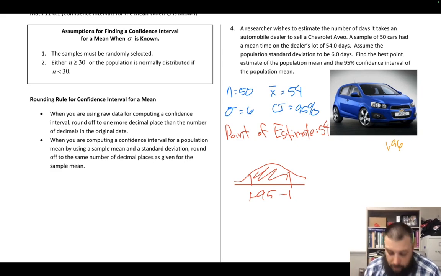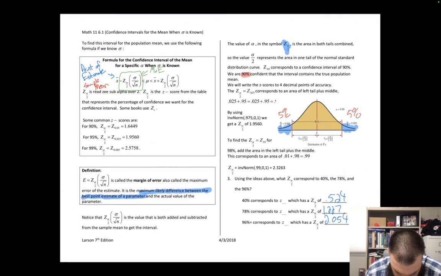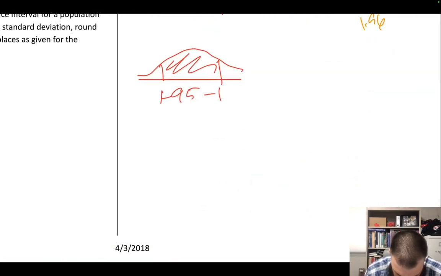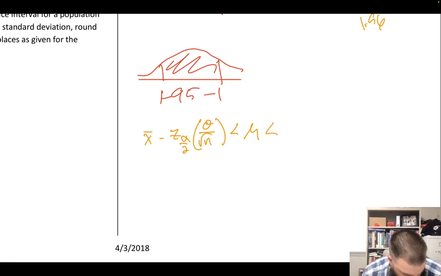So we'll bring this back and write that down over here. That 1.96 helps us with, remember, this formula all the way up here. So our sample mean minus z alpha over 2 times standard deviation over square root of n is less than our mean. You don't have to write this down every time, just writing it down for this first time for you. So let's plug in our information.